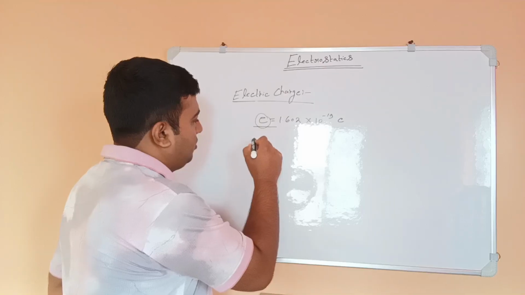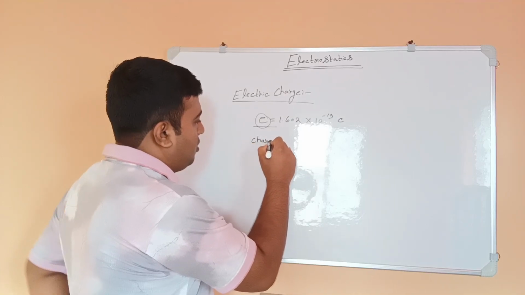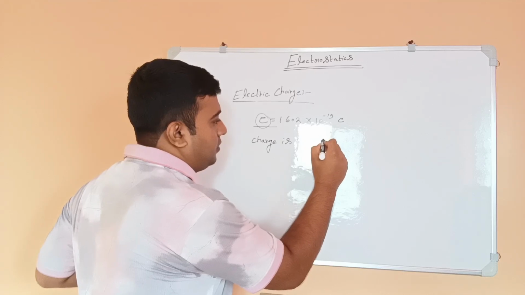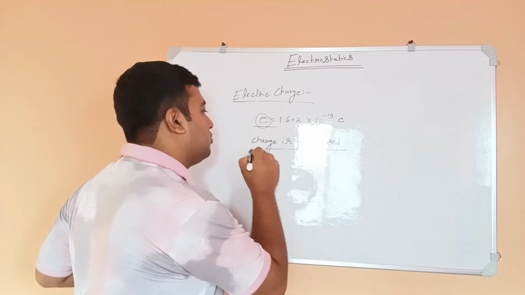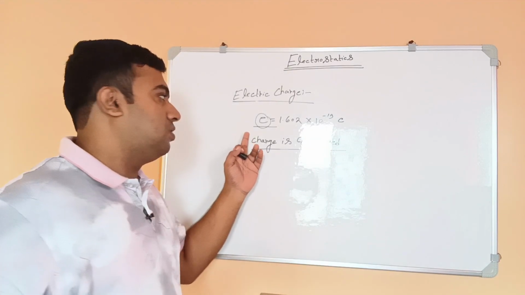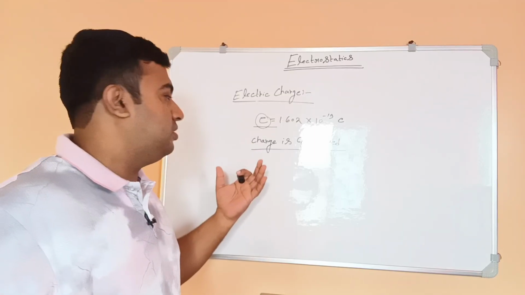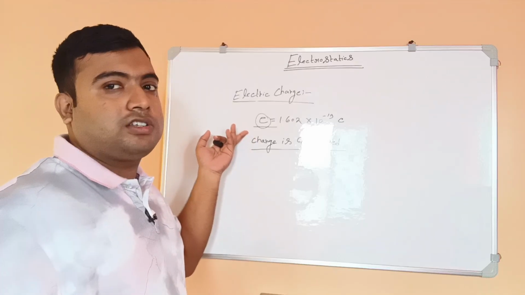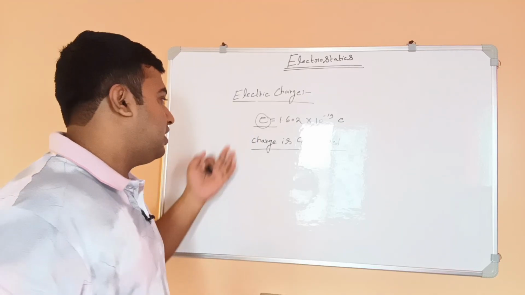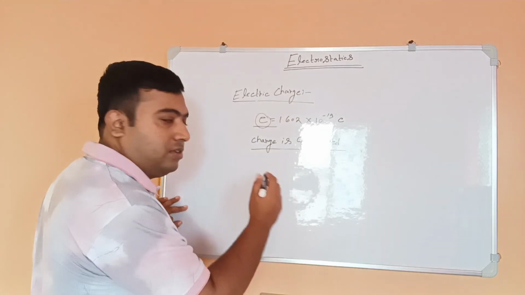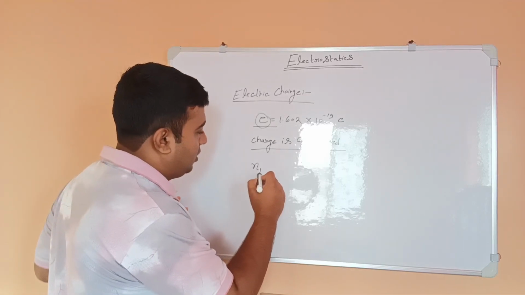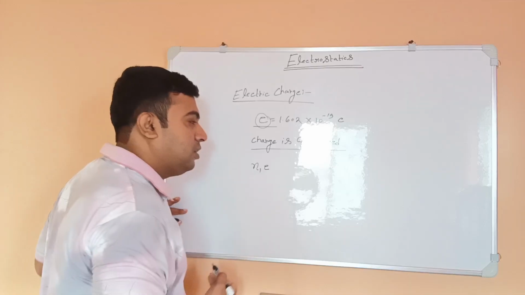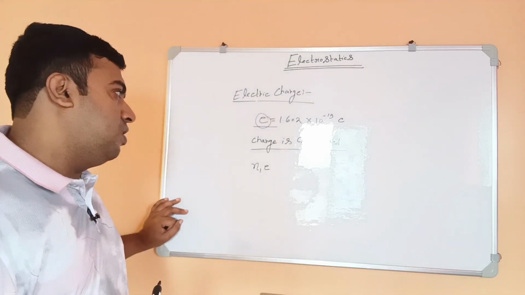So we can say that charge is quantized. Why are we saying that charge is quantized? Because you cannot make it smaller than this. This is the smallest amount of charge a particle can have.